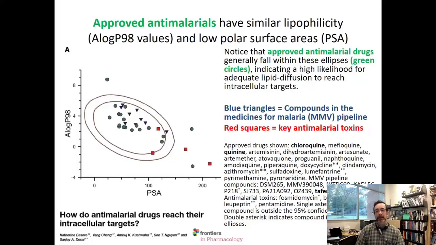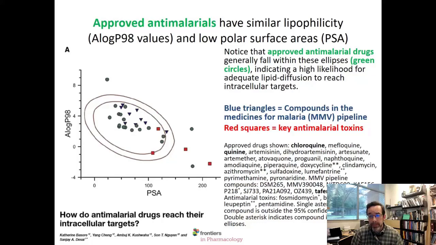Focus on the green dots, however, because the approved drugs shown include 3 drugs that we're going to look at in a second: chloroquine, quinine, and tafenoquine. I'm not quite good at pronouncing these because I'm a biochemist. I'm really not a pharmacist, but you can probably pronounce them better than I can.